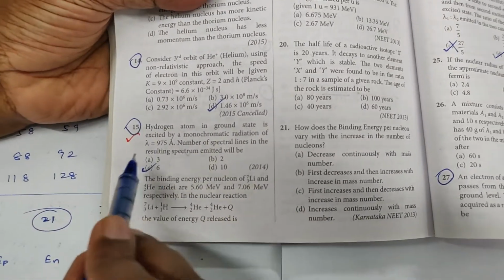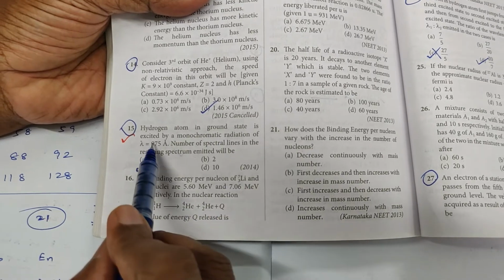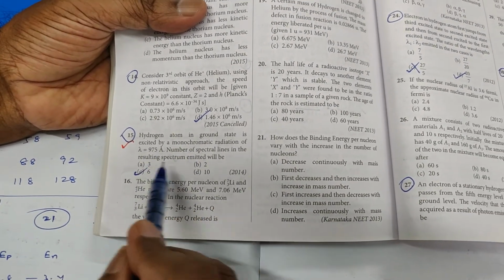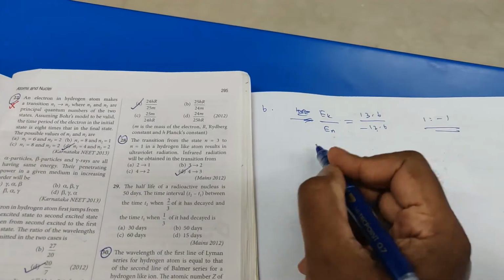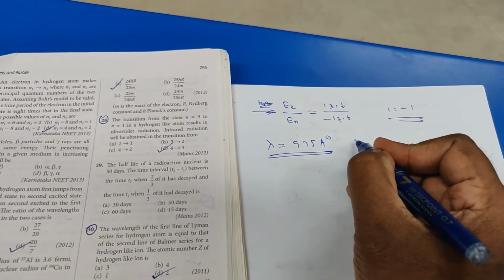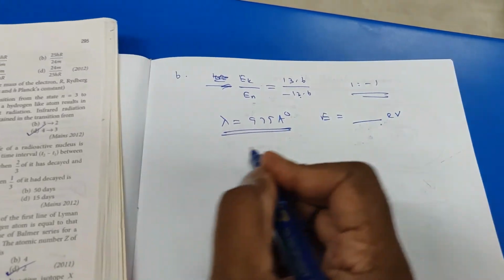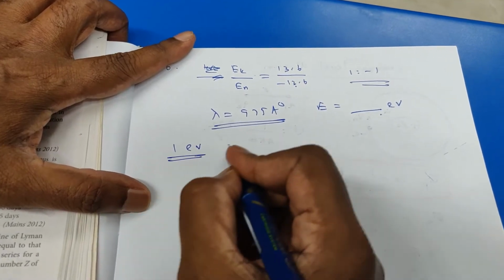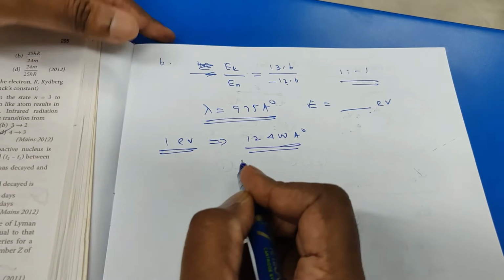This is the next question. This is slightly difficult, but I'll tell you how to do it. Hydrogen atom in the ground state is excited by a monochromatic radiation of 975 angstrom. Then the number of spectral lines will be? Okay. Now I tell you a shortcut method. Lambda is 975 angstrom. Immediately you should know how much is the energy in electron volt. How do you convert this faster? 1 electron volt means it is 12,400 angstrom. You should remember this one.